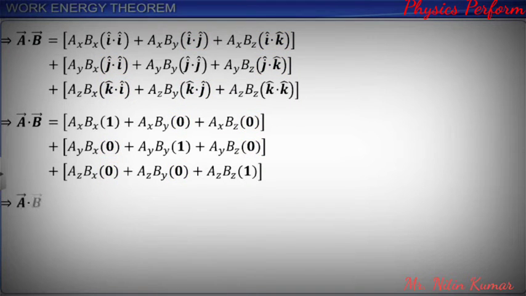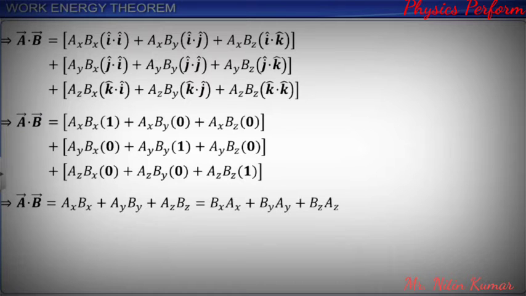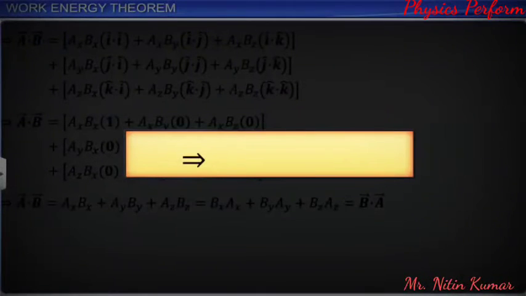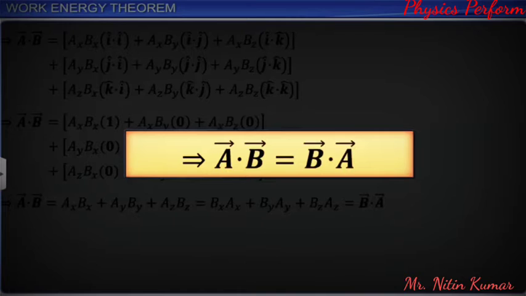we get A dot B is equal to AxBx plus AyBy plus AzBz. It is also equal to BxAx plus ByAy plus BzAz, which is equal to B dot A. As the dot product is commutative, A dot B equals B dot A.